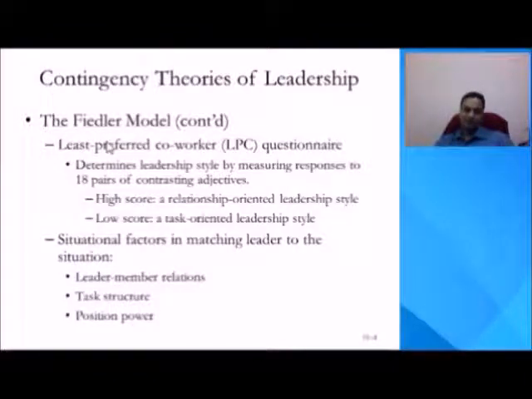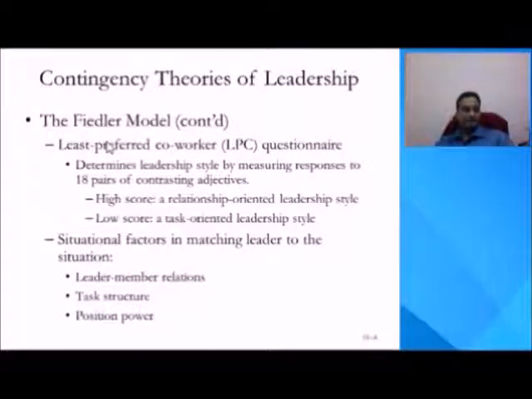So you are asked to, I'll repeat once again, think about the person whom you least enjoyed working with, and then you had to respond to their questionnaire, and based on that, your leadership style was identified. If you have a high score, that means you are a relationship oriented person, and if you have a low score, then you have a task oriented leadership style.